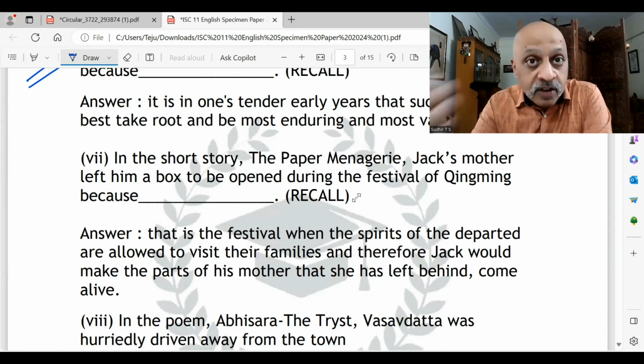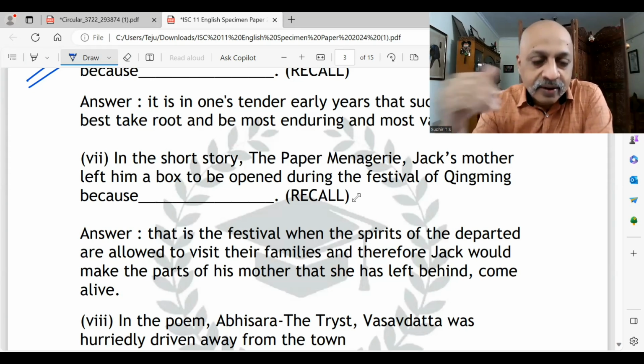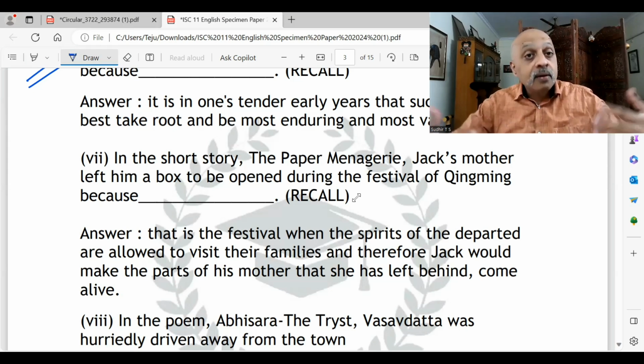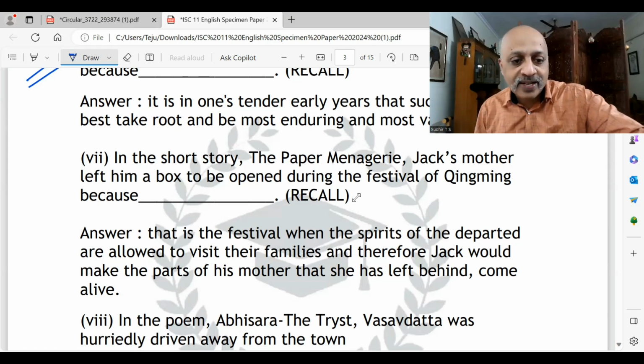That's a festival that when he finally gets to read the letter, or get the letter read by someone, and therefore Jack would make the parts of his mother that she has left behind come alive. Okay. Again, words taken from the text itself.